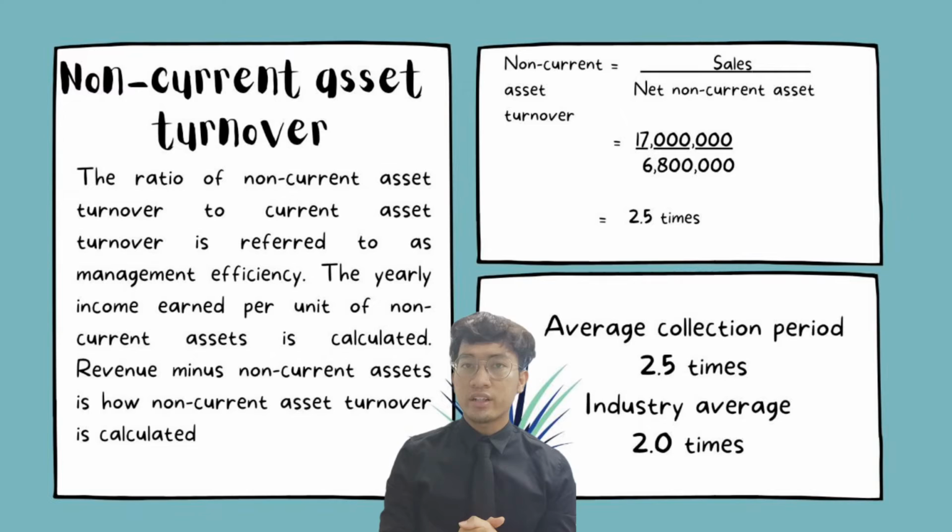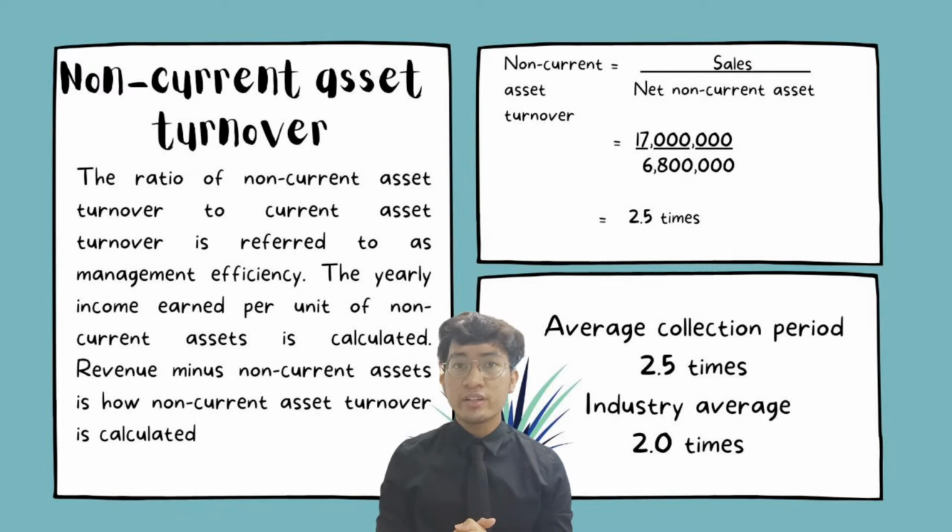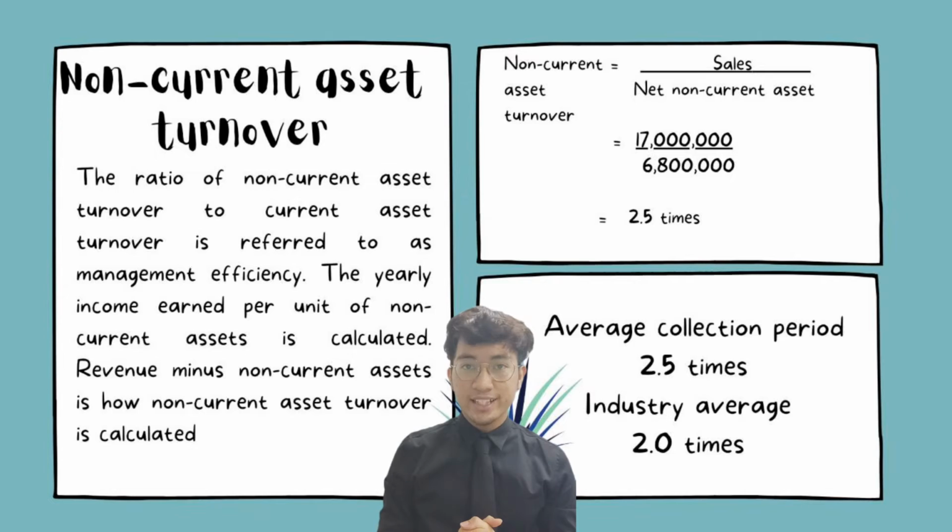Third, non-current asset turnover. The ratio of non-current asset turnover to current asset turnover is referred to as management efficiency. The formula is sales divided by net non-current assets. Based on the slide, we get 2.5 times, which is good compared to the industry average. To improve the non-current asset turnover, we can increase revenue and sell the assets.